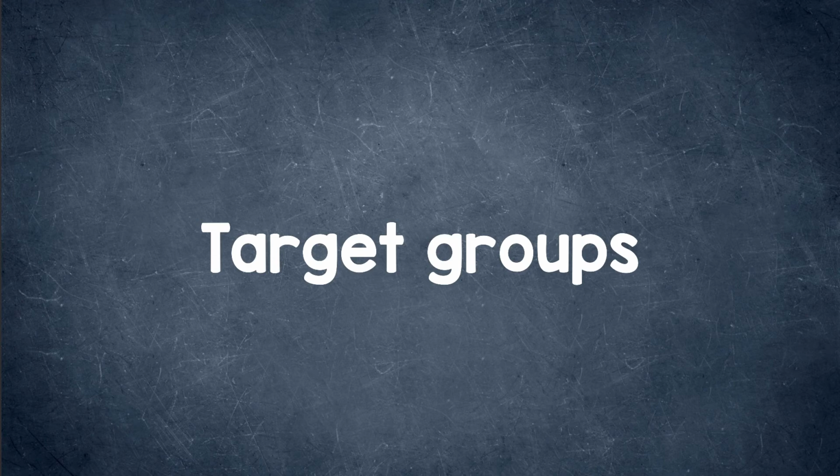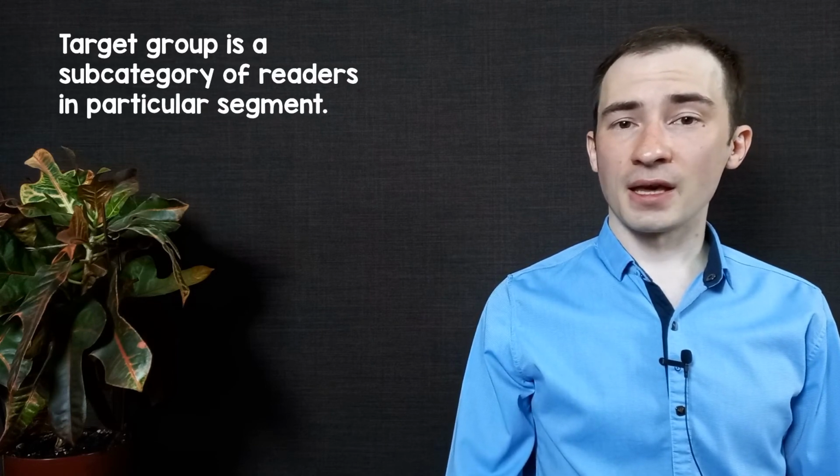Target groups. Each target audience segment may contain its own subcategories of readers. These subcategories are called target groups. For example, we can sell office chairs to companies. This is a B2B segment, but in this segment there can be two different target groups. One, companies that buy chairs for their own use, for staff, and two, companies that buy chairs for resale.